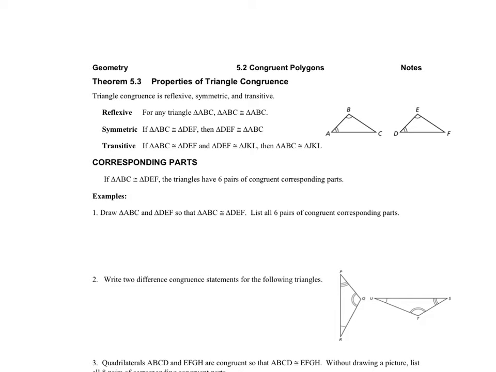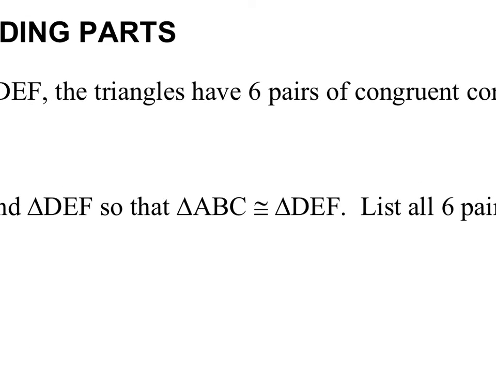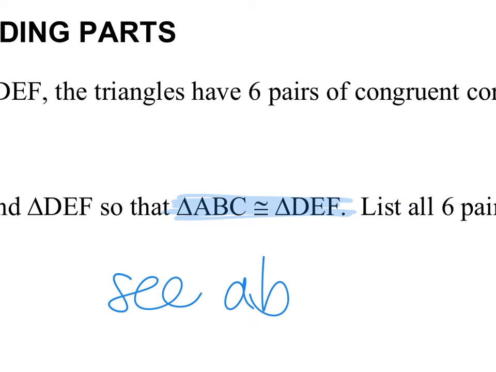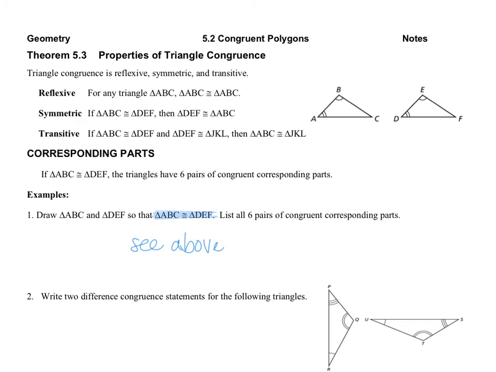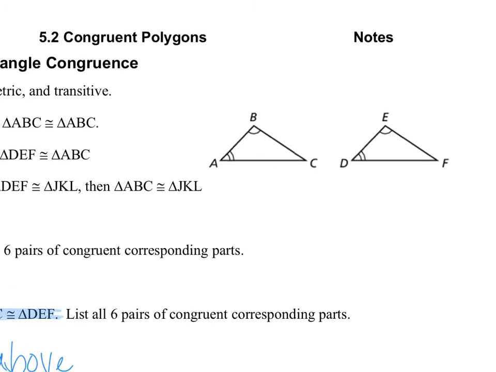On example 1, it says draw triangle ABC and triangle DEF so that they are congruent. Here's the thing. I should have edited this. I didn't. You already have this drawn for you, so we're just going to use the triangles that are drawn above. If you want to redraw them, you go for it. I am not, because I'm not very good at drawing. The triangles are already given. We're going to use these.